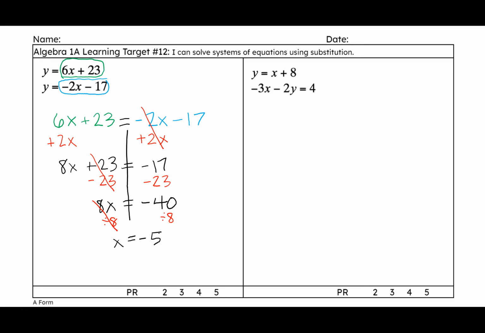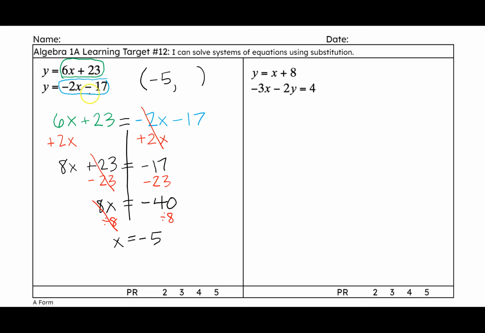Now, I've only found half of my answer. The question is, what's the solution to the system? It's where do the lines cross? Well, I know the x component. That's negative 5. However, I still need to find the y component of my answer. Oh my gosh, this problem's got a lot of work in it.